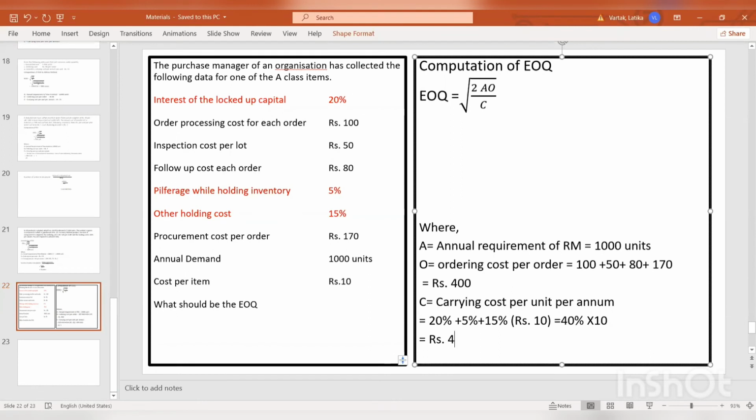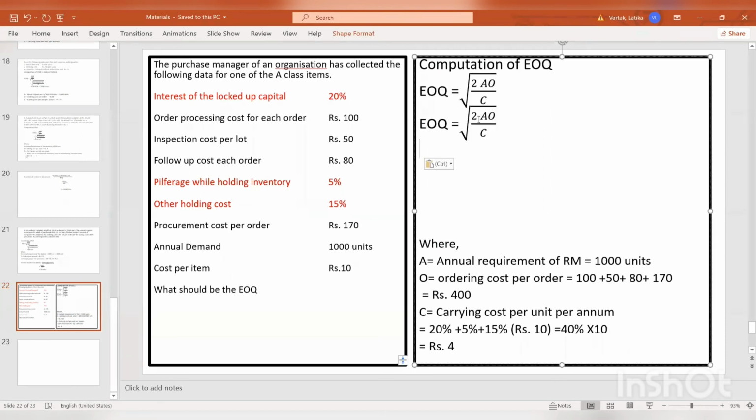Now we will put all these amounts, what we have calculated of A, O and C, in our formula. So I am copying the formula again, and we will replace A, O, C with amounts. So here, what is A? We'll replace A. So multiplied by A is 1000 units. So here 1000 again multiplied by, what is O? O is rupees 400. So here 400. And what is C? We will replace this C by rupees 4.